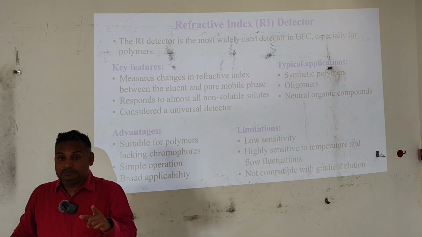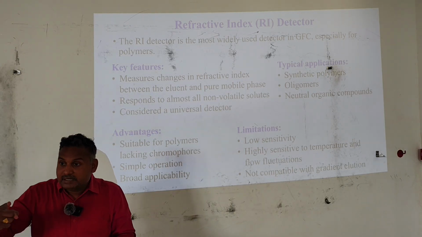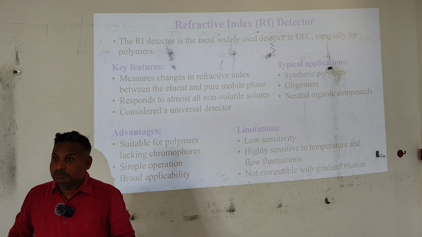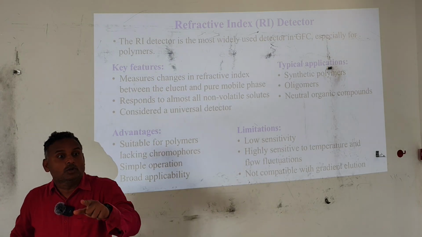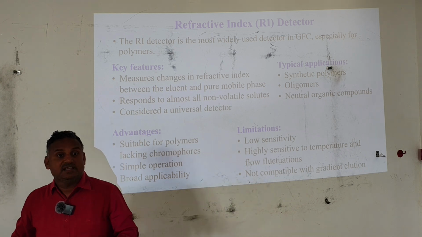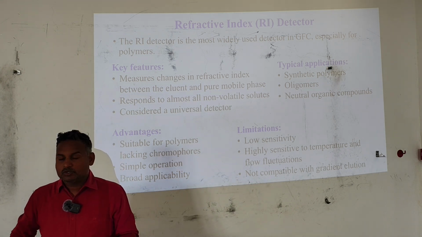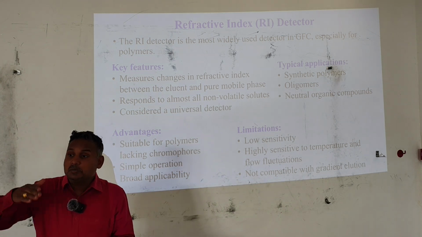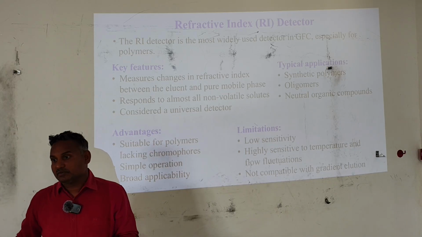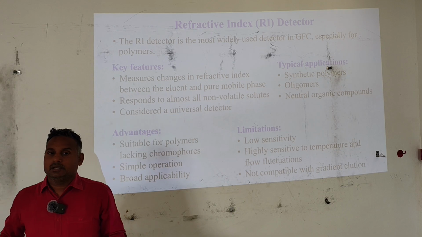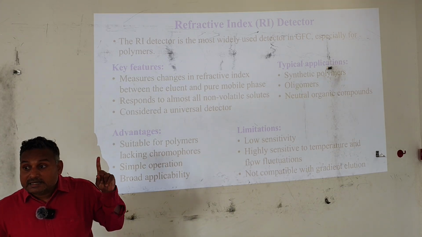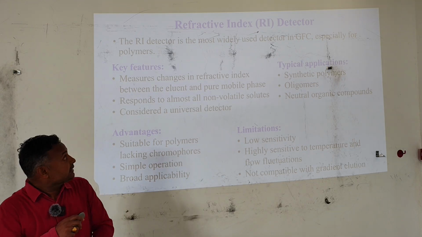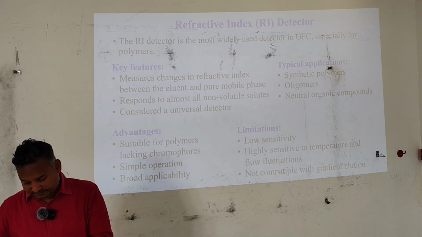We want a refractive index peak when the solute comes out, but we don't want a refractive index peak for the solvent alone, the mobile phase alone. If you use gradient elution, you will find peaks for the mobile phase itself. That's why you should not use gradient elution if you are using an RI detector. RI detector means refractive index detector.